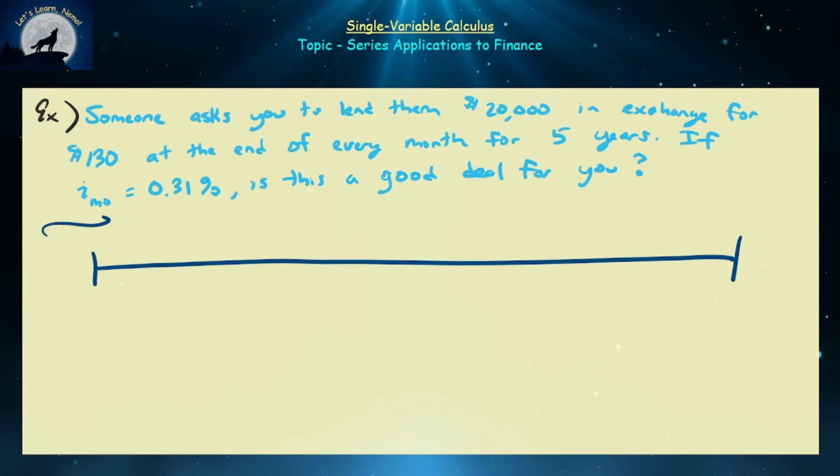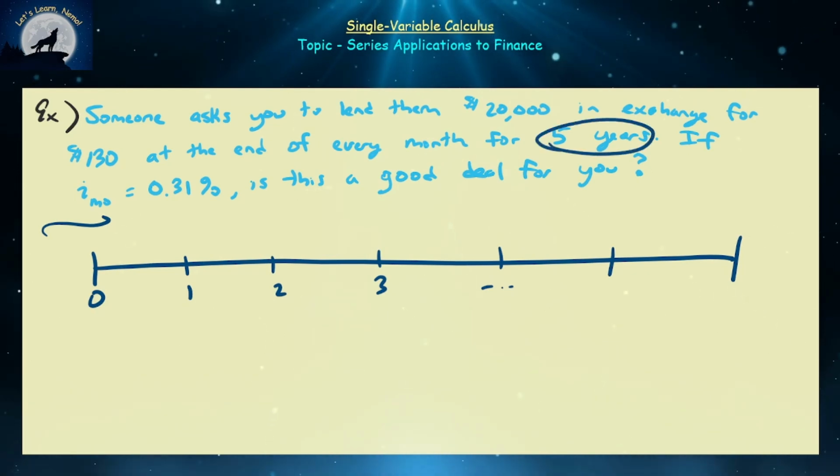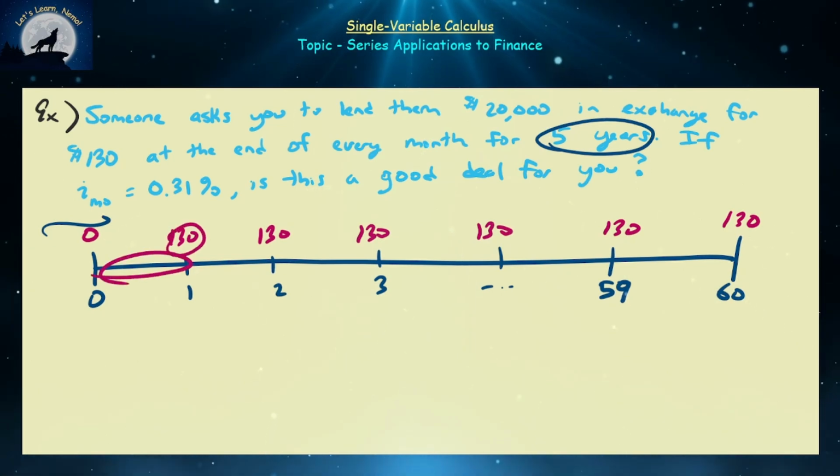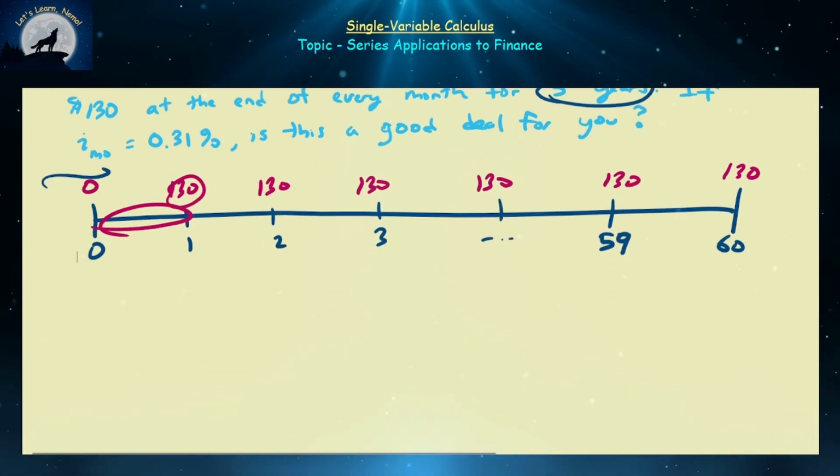So let's first draw a little timeline to see what our cash flows look like. So we have 1, 2, 3, all the way down to, so we're going to 5 years. So 5 times 12 is going to be 60, and the penultimate month will be equal to 59. So what we have is cash flows of size 130. So 130 there, 130 there, 130 here, 130 here, and 130 here, and obviously 0 there, because this 130 is the end of the first month.